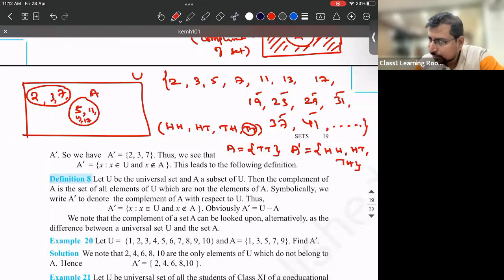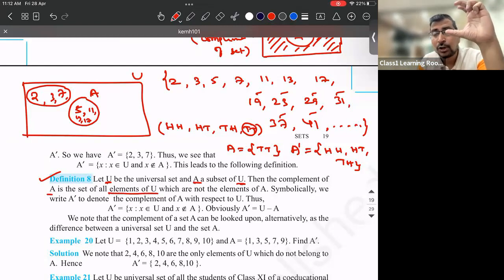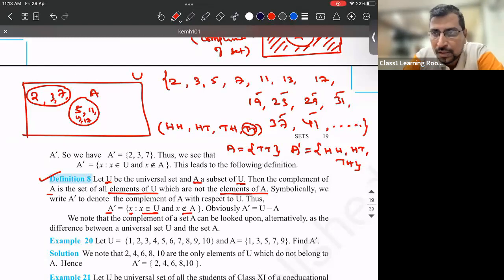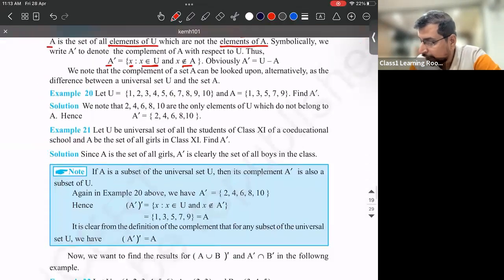Okay. Now, having said this, if you look at the definition, you'll understand it better. Suppose I have a universal set U and A be the subset of U. Then the complement of set A is a set of all elements of the universal set, those elements will be a part of the universal set, but they will not be a part of the smaller set A. So which are not the elements of A. Symbolically, we'll write A complement as those elements X which belong to U, and simultaneously they should not belong to A. So to put it simply, I draw the Venn diagram again.